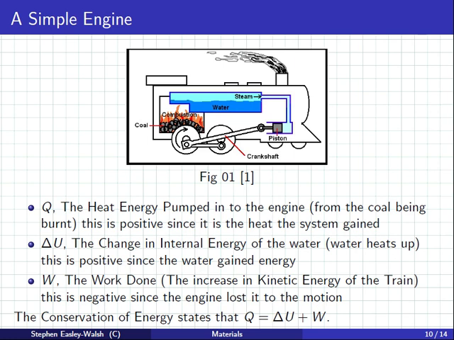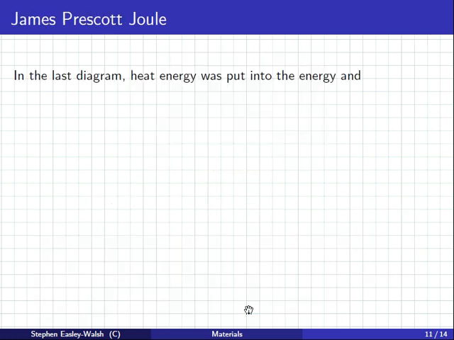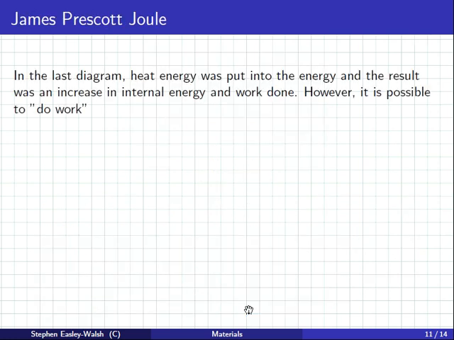This is a way to take heat and to make work. Right? You burn coal, then what happens? The water becomes steam, and the steam pushes the piston and the train goes forward. So you can take heat and make work. Right? But is the opposite possible? Is it possible to take some work and use that to produce heat? And the answer is yes.